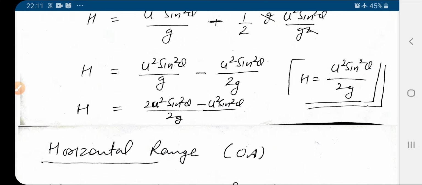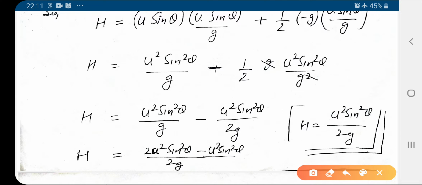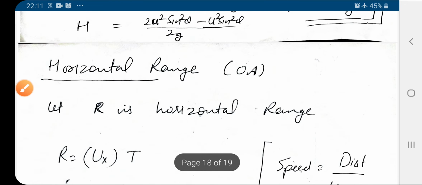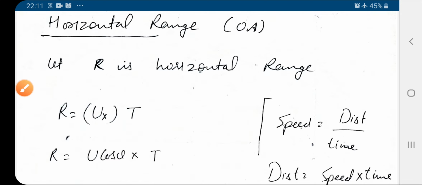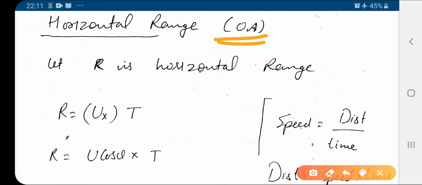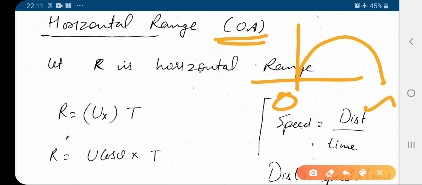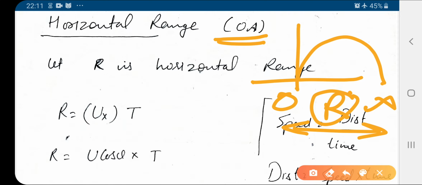Okay. Now after time of flight and maximum height, now the horizontal range, from O to A point, means how far our projected body has gone, that we calculate now. So next is the horizontal range. In the diagram it is OA. In the projectile it is from O to A. This is the horizontal range that we have to find.